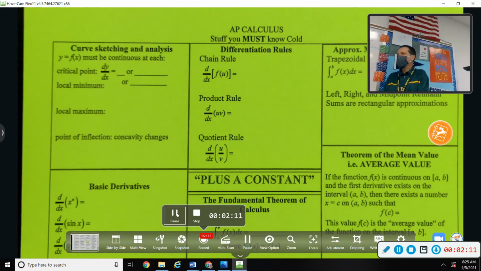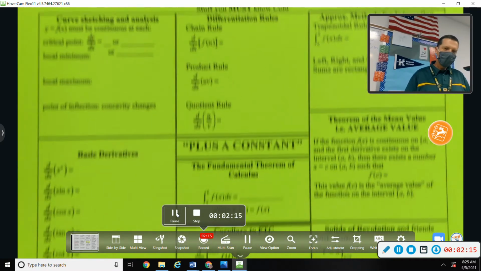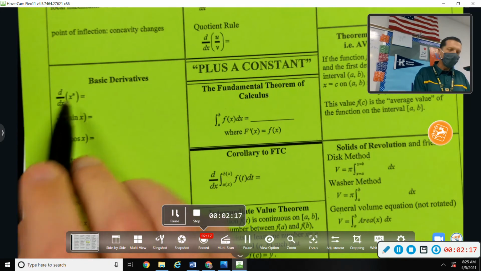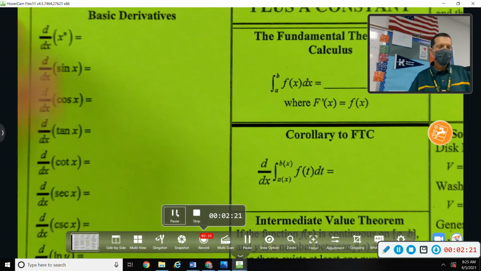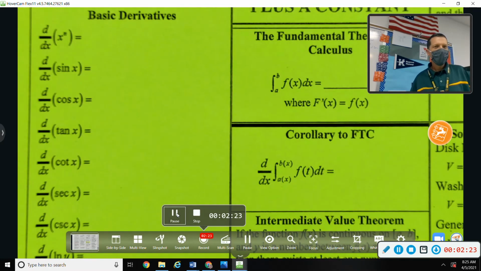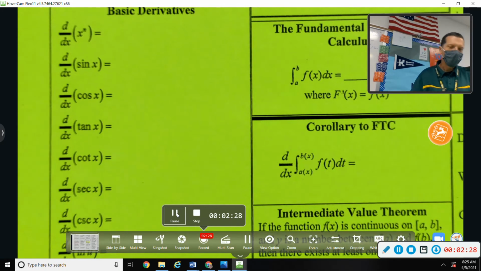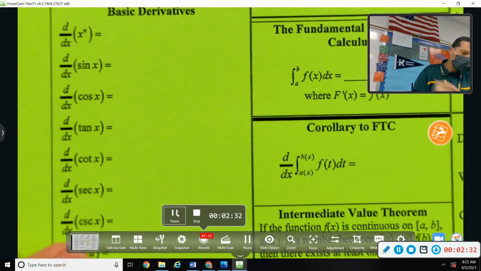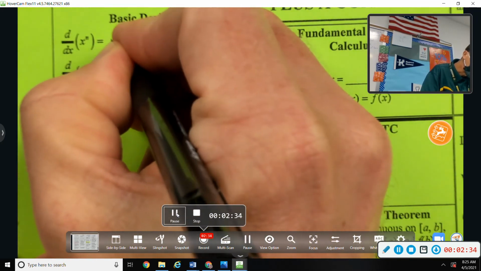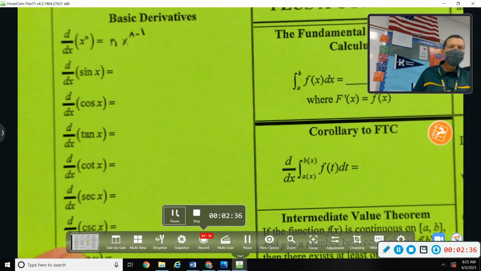What is the first one? We're talking about under basic derivatives. Okay. So what's the derivative of x to the n? Yeah, there it is. Bring the power down, reduce the power by 1. So n times x to the n minus 1.